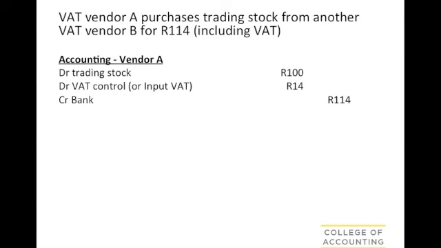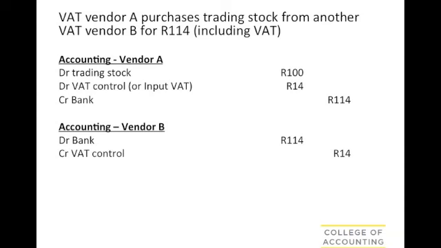On the other side of the transaction, vendor B has received 114 Rand, so that's a debit to their bank account. Of that, they owe 14 Rand to SARS, so that's a credit to their VAT control account, and the balancing figure of 100 Rand is their sales or their revenue. And because that's only the revenue side of the transaction, vendor B must also transfer the cost price of the trading stock out of trading stock and into cost of sales.